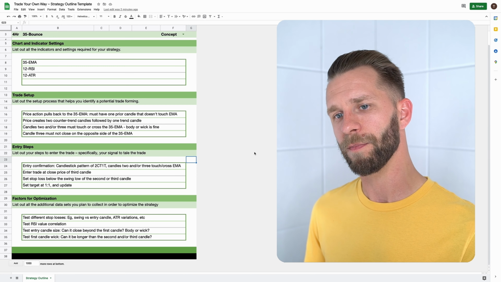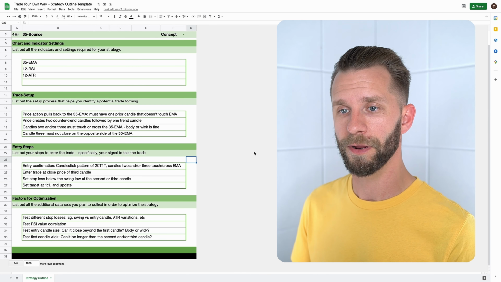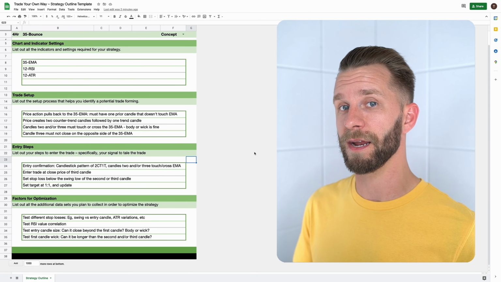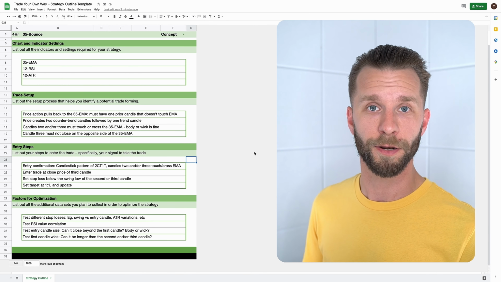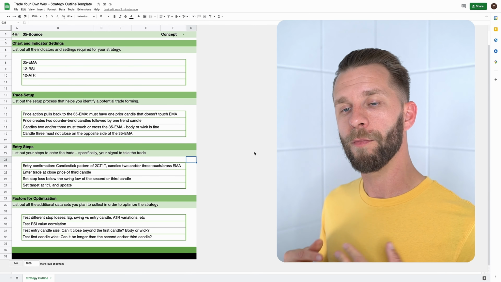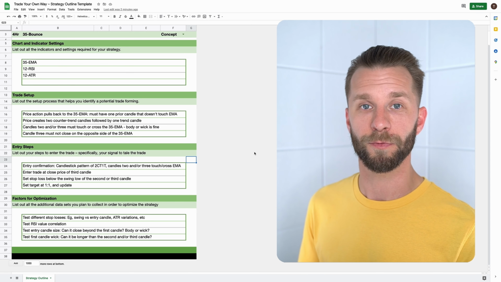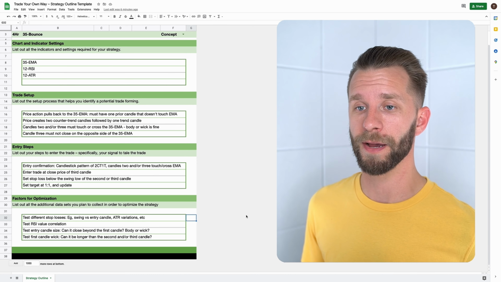I'm going to set my stop loss below the swing low, or above the swing high if we're going short, of this second or the third candle. I haven't decided if I'm going to use the specific swing of one of these candles or if it's just going to be the lowest point. I'm also going to set a target of 1-to-1 at the moment, and I'll update this once I know how reliable the strategy is.